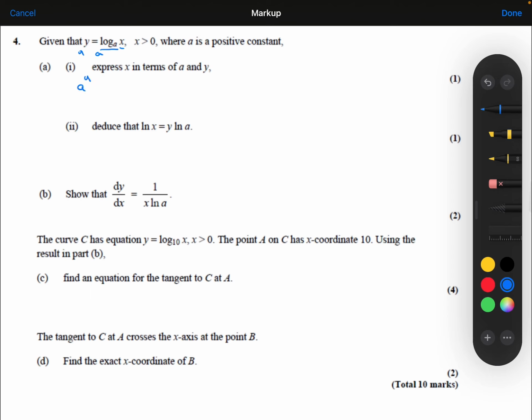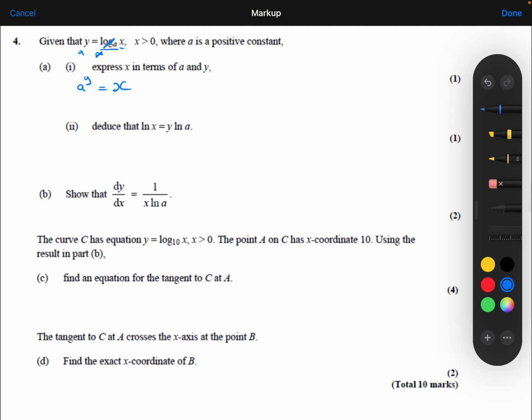So I'll get a to the power y. The a to the power log a will cancel out, and I will just get x on the right hand side. So x equals a to the power y. That's me expressing x in terms of a and y.